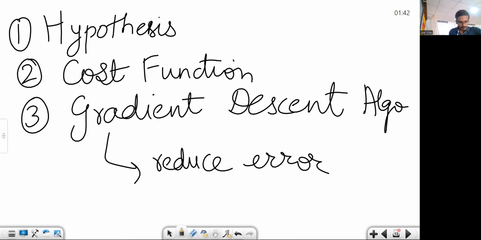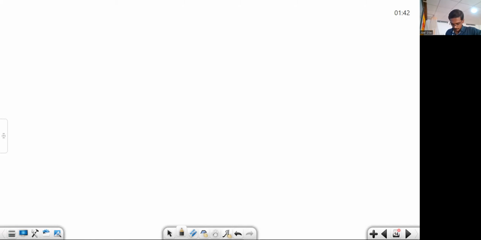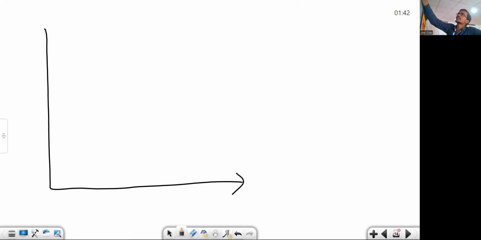Okay, so now please note that suppose we plot a graph between theta 1 and the cost function, then how will it look? Now the cost function is dependent on the parameters theta 0 and theta 1. So theta 0 and theta 1 are what? Independent variables, and hence they will come on the x-axis.